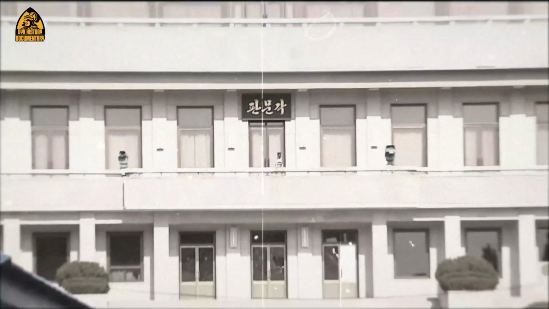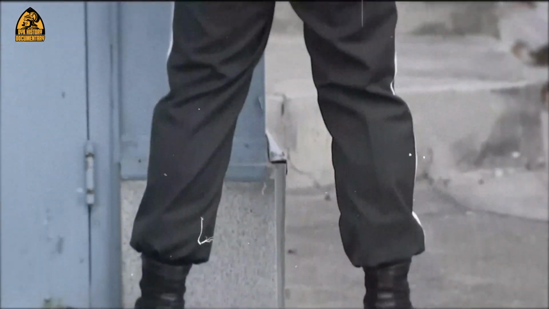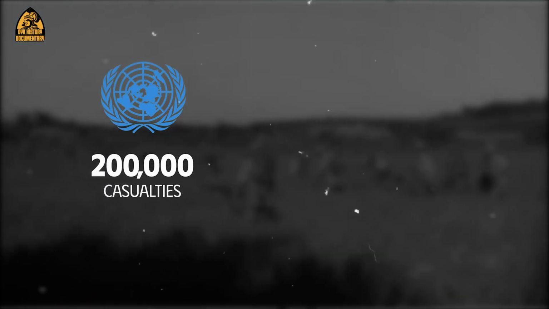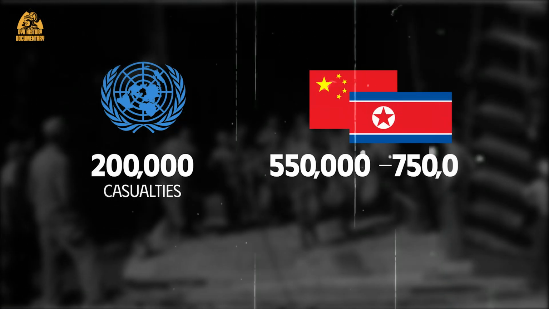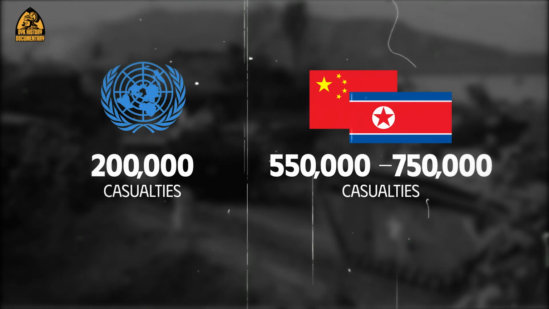The armistice didn't result in a formal peace treaty, and technically, North and South Korea remain at war to this day. The conflict resulted in massive casualties on all sides. UN forces suffered approximately 200,000 casualties, while North Korean and Chinese casualties were estimated between 550,000 and 750,000.